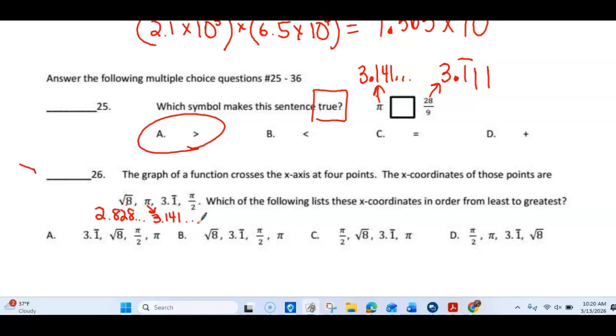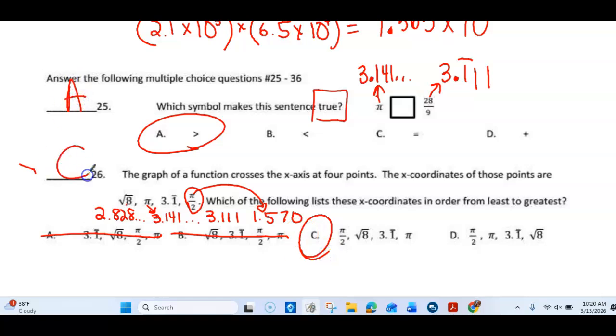3.141 ... 3.1 repeating, I'm going to put 3 ones because there's 3 placeholders here. And the last one, pi over 2, is 1.570. So the smallest number obviously is this pi over 2. And if you use test-taking strategies, I'd cross these off. So it's only the last 2, C or D. And the one that you should pick is letter C. So this was A, this was C.